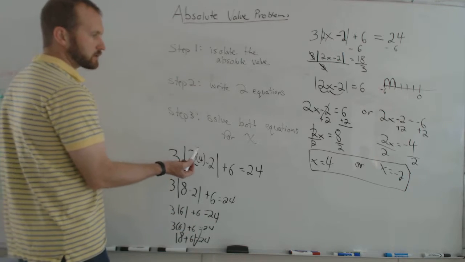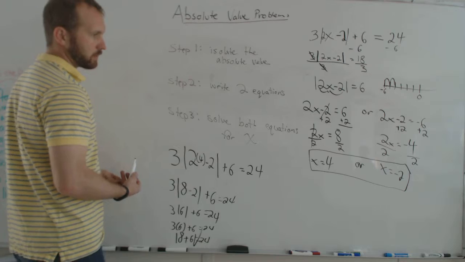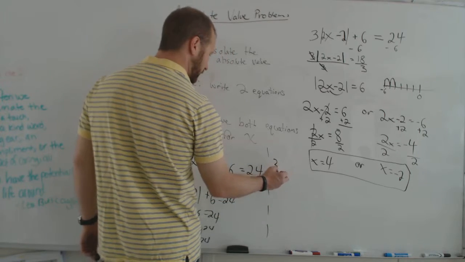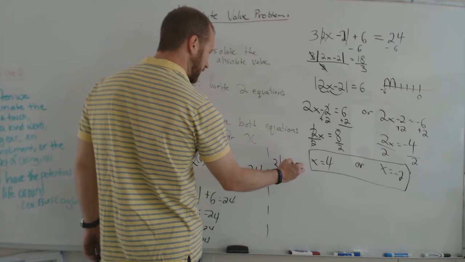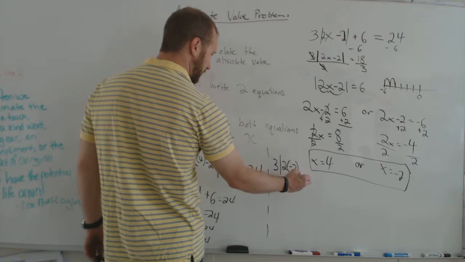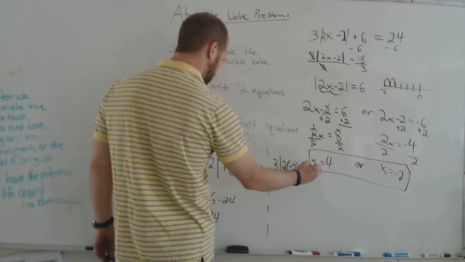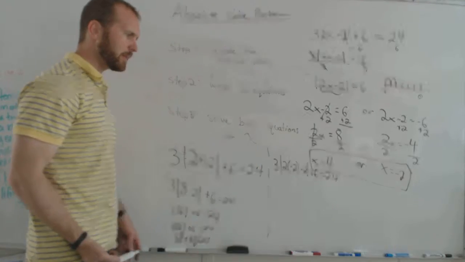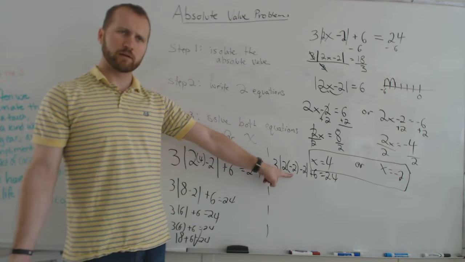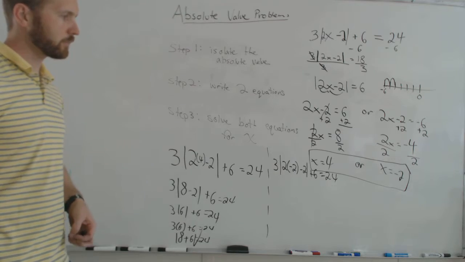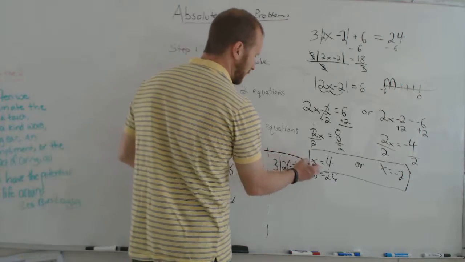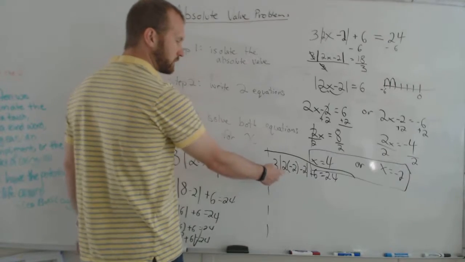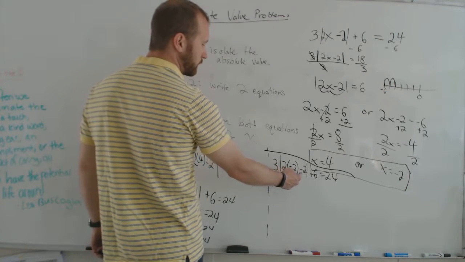That worked. Now let's try doing it with the other number that we thought, which was negative 2. So to check our work, we're going to plug in. We have 3 times the absolute value of 2x minus 2 plus 6, but instead of x, we're going to put negative 2. Can this also equal 24? I mean, this is a totally different number here. Let's see. So we're going to start out inside our absolute value. Inside our absolute value, we have 2 times negative 2 minus 2.